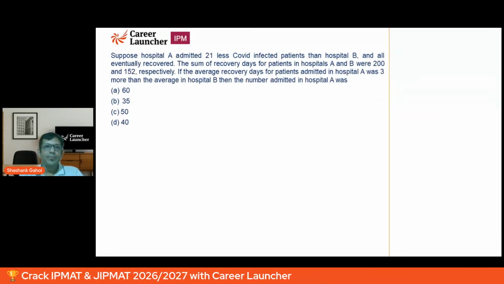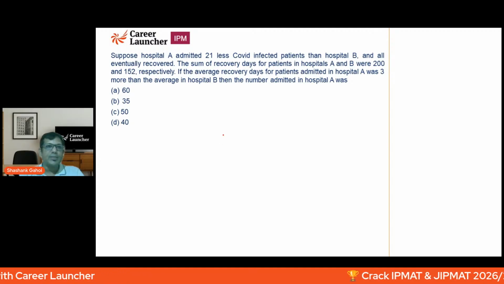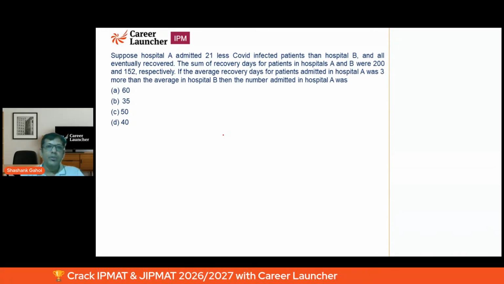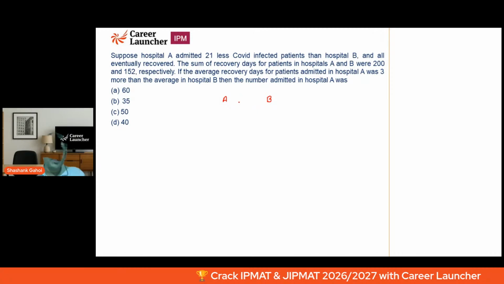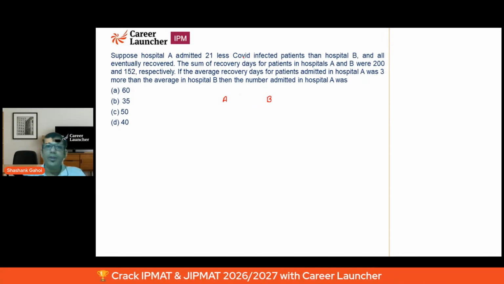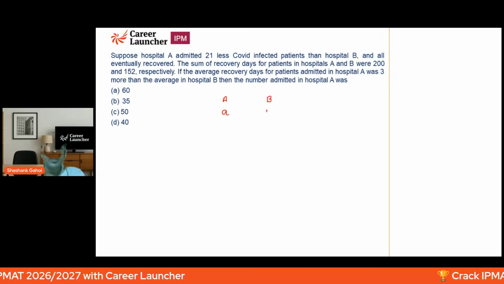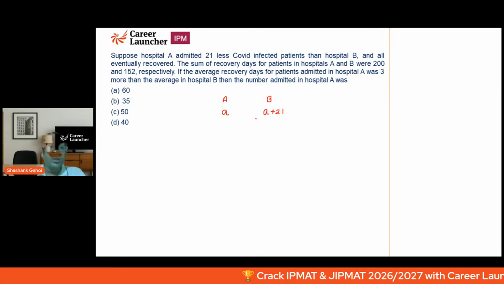Now let's start this question. What does it say? It says that hospital A admitted 21 less COVID patients than hospital B. Okay, hospital A, hospital B. So if the number of patients in hospital A is A, then the number of patients in hospital B is A plus 21. Then all eventually recovered.